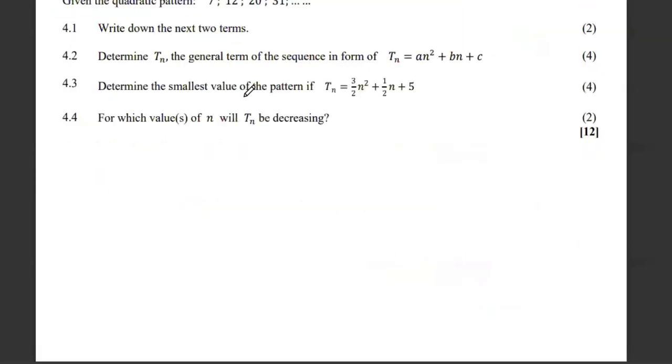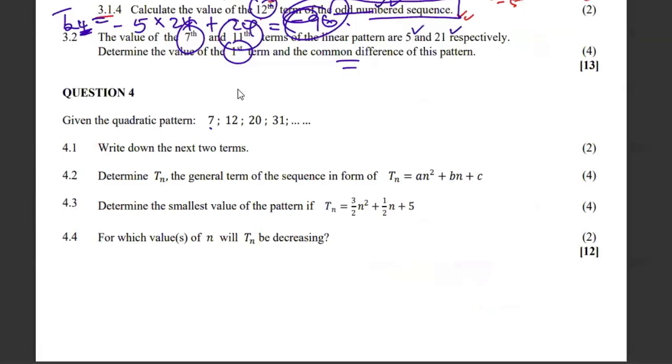Question number 4, we have the quadratic pattern. They need the next two terms. So this is a plus 5, and then a plus 8, and then a plus 11. This is going to be a 3 and a 3. So if you add a 3 there, it's going to be 14. So 31 plus 14, that's going to be 45. Plus 3 is going to be 17. So 45 plus 17 becomes 62. So our next two terms will be 45 and 62.